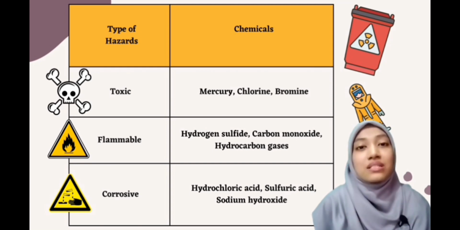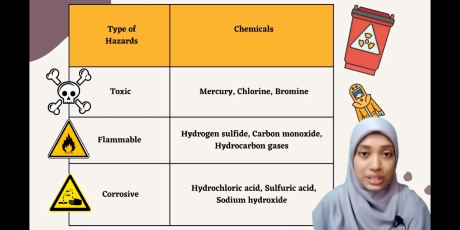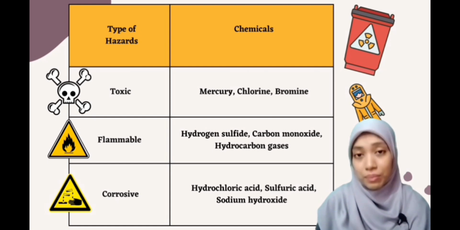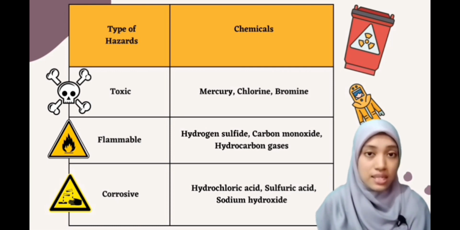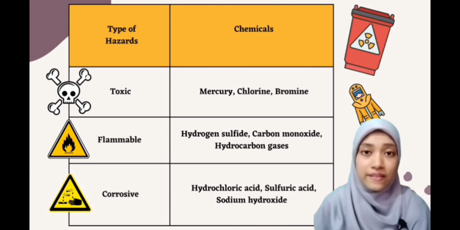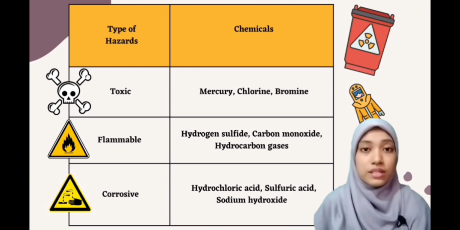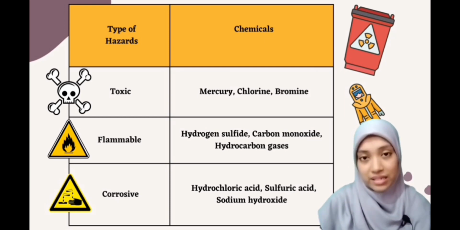Okay, examples of chemicals that are in the toxic class are mercury, chlorine, and bromine. These chemicals can cause serious, acute, or chronic health risk and even death if inhaled, ingested, or absorbed through the skin. Next, flammable chemicals.